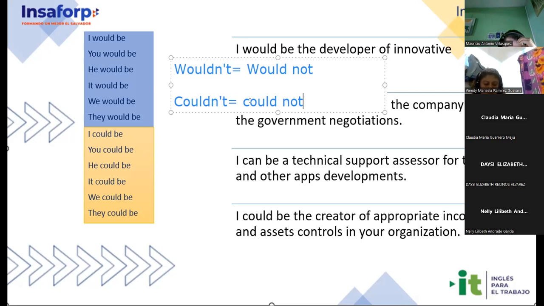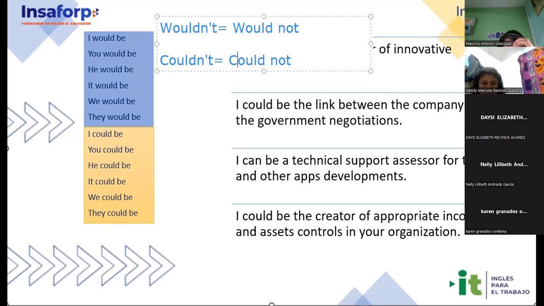So we can use it as well in the formal way, I think. When we are speaking, it's good to use the short form, all right? It doesn't matter if you use the short form or the long form, the complete form. You can use both. Sometimes with some other auxiliary verbs, it sounds informal if you use the contraction instead of the complete form. But in this case, I think it doesn't matter. Wouldn't, would not, it's okay. Couldn't or could not, it's okay. So let's continue and let's look at this.